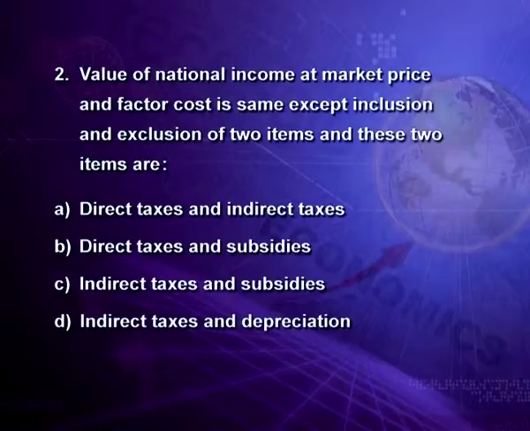My question is, what is the difference between GDP at factor cost and GDP at market price? Yes, it is indirect taxes and subsidies, that is third option, because when we add indirect taxes and we subtract subsidies, we get GDP at market price.